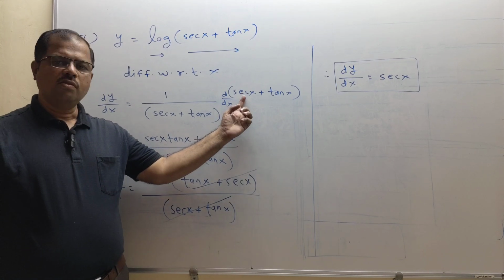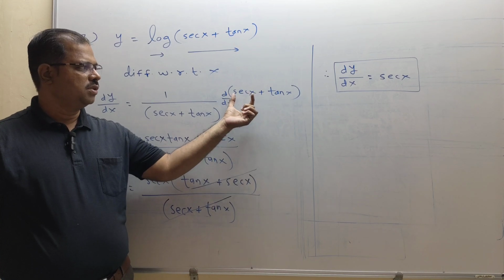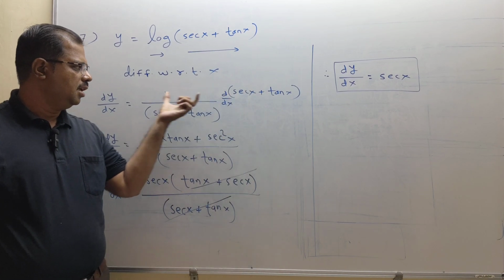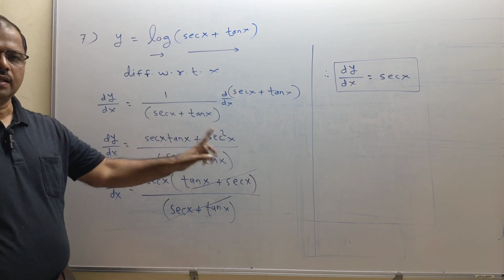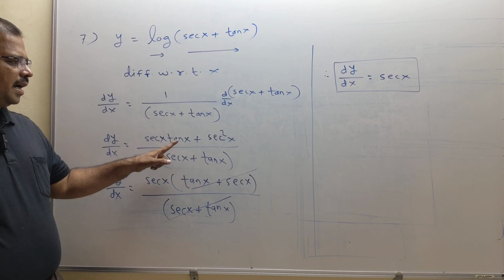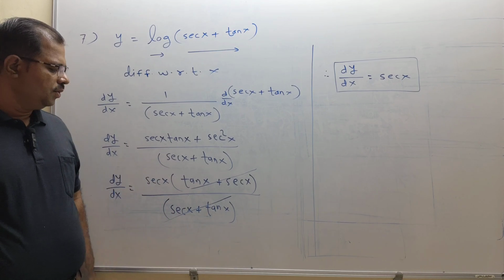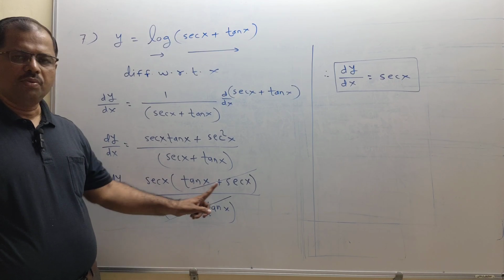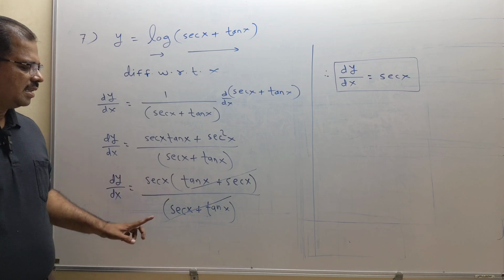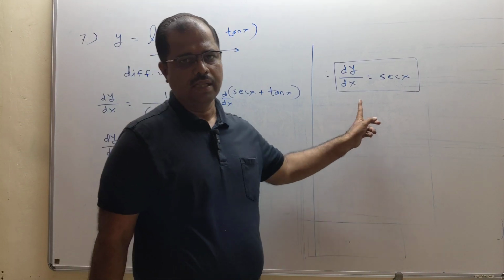We know that derivative of sec x is sec x tan x, derivative of tan x is sec square x. Therefore, sec x tan x plus sec square x into 1 upon sec x plus tan x. Now taking sec x common, in bracket tan x plus sec x upon sec x plus tan x. We know that sec plus tan means tan plus sec. Therefore, brackets are cancelled. Answer is dy by dx is equal to sec x.